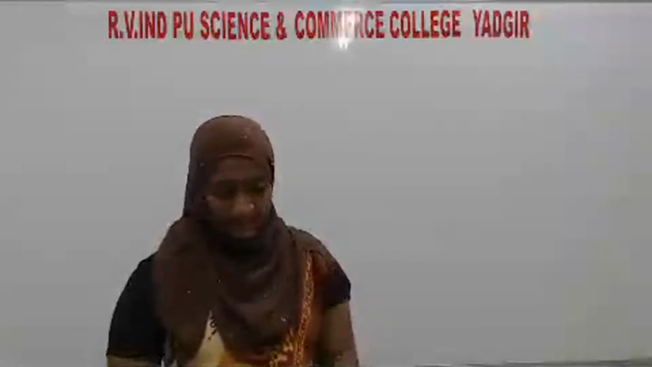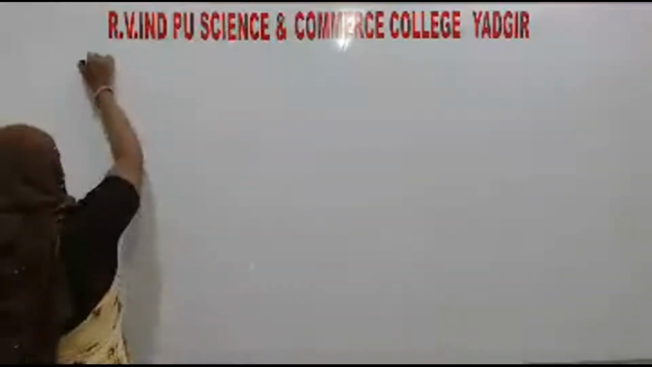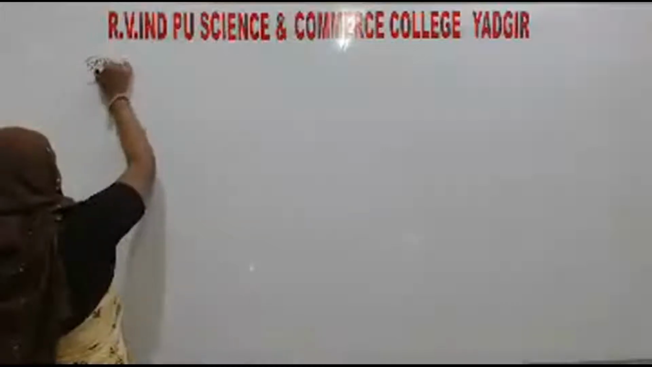So good morning, students. In the last class, we had discussed some of the terms in this chapter, that is principles of inheritance and variation. So today we will start with one topic, that is inheritance of one gene, which is also known as the monohybrid cross. This question is very important for 5 marks.